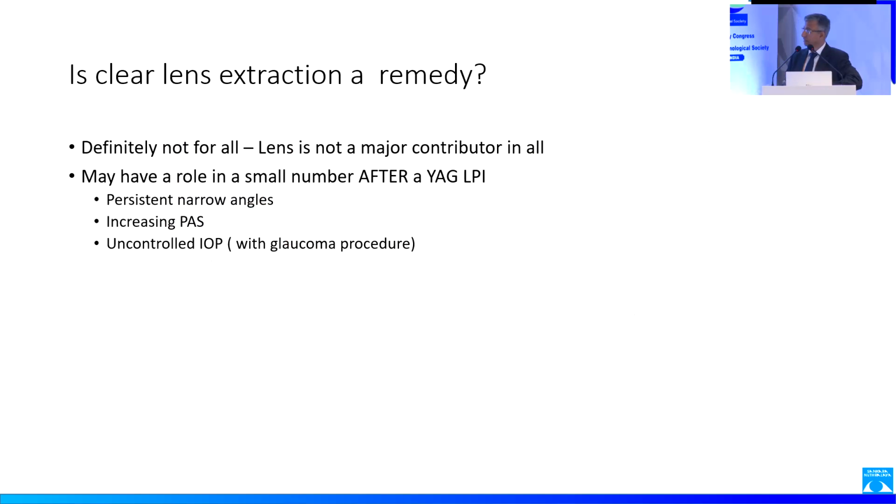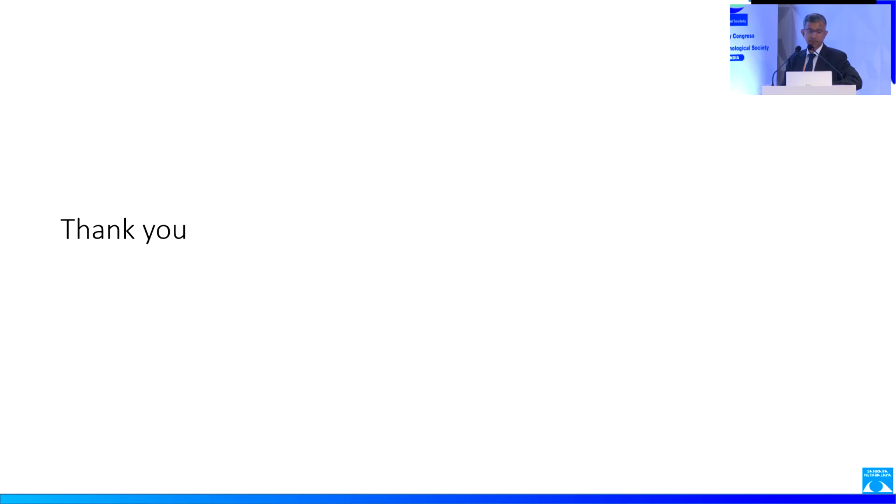So is a clear lens extraction a remedy? Definitely not for all. The lens is not a major contributor in the majority of eyes with angle closure. It may have a role in a small number of eyes after a YAG PI. If you have persistent narrow angles, if you have increasing synechiae in spite of a YAG PI, and you have uncontrolled intraocular pressure, in which case you might want to combine it with a glaucoma procedure just to reduce the risk of aqueous misdirection in the postoperative period. But this number of eyes is fairly small. And at this point, really speaking, clear lens extraction does not have a huge role in treating angle closure.